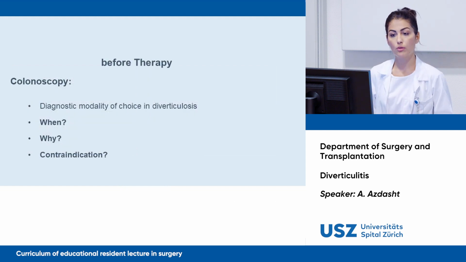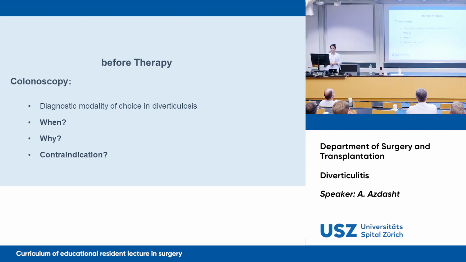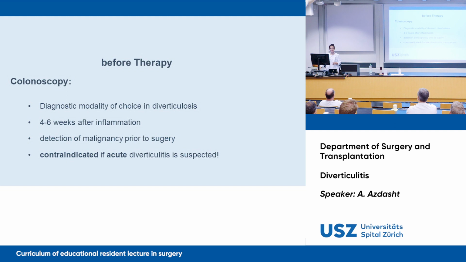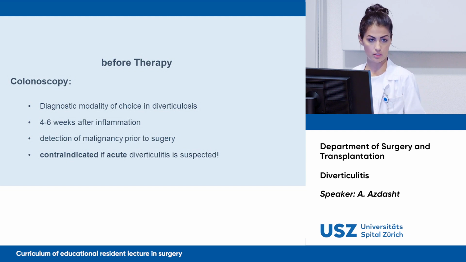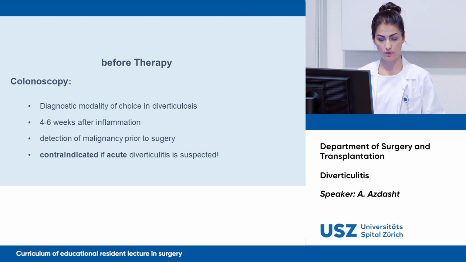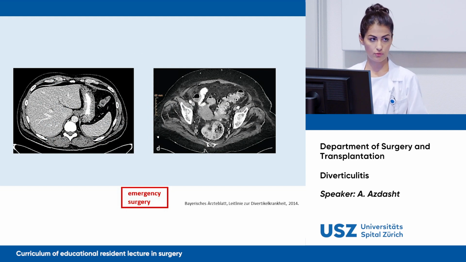Before therapy, we know that we go for colonoscopy because it is the modality of choice in diverticulosis. Do you know when we do it and why we do it actually? And do you know an important contraindication for that? Okay, so we do it 4 to 6 weeks after the inflammation. Why do we do it? We want to rule out any malignancies. And it's very important to not do the colonoscopy in an acute situation, because in an acute situation, we have a very high risk of perforation. So when we do an emergency surgery, we do not go for colonoscopy. It doesn't have a consequence anyway.